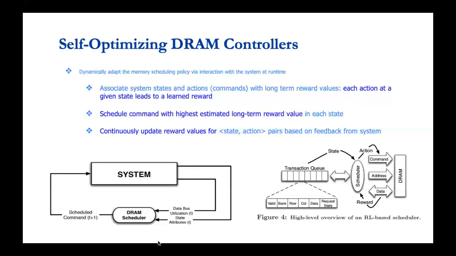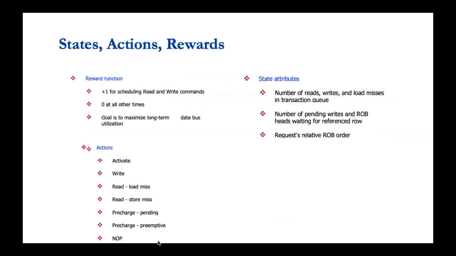The points are that we have a reward function, state attributes, and some actions. We have +1 for scheduling read and write commands, and 0 at all other times. The scheduling of reads and writes in memory controllers gets +1, and we indicate 0 at all other times. So the goal is to maximize long-term data bus utilization.